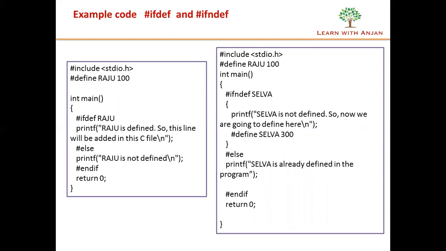So why is it useful? When we work in industry, your program will consist of several files. And suppose you are in one file and you are not sure whether some particular word is defined or not. Then if it is undefined, you have to define that in your code. In this case, you can use this #ifdef. If it is defined, then it is okay. Otherwise, in the else you can forcefully define that inside your code.